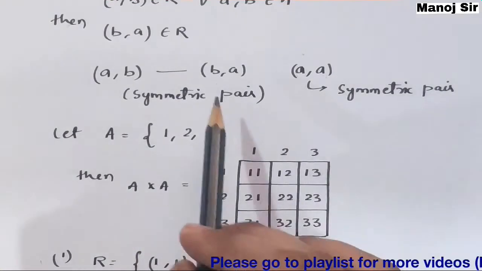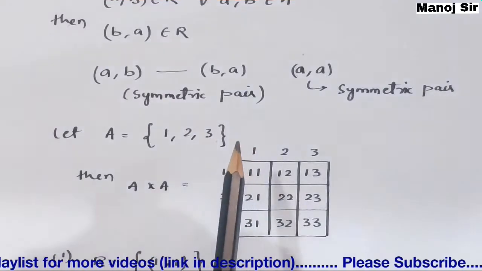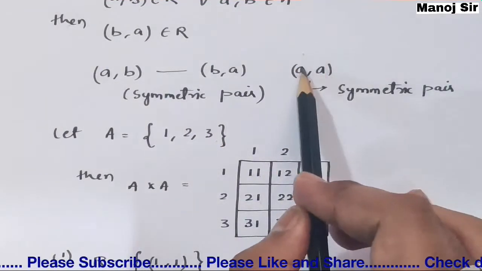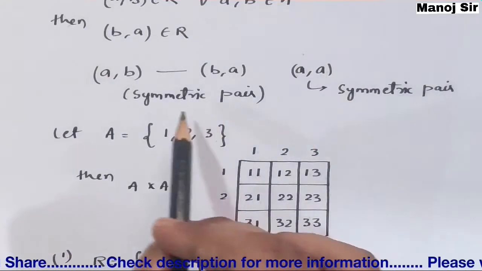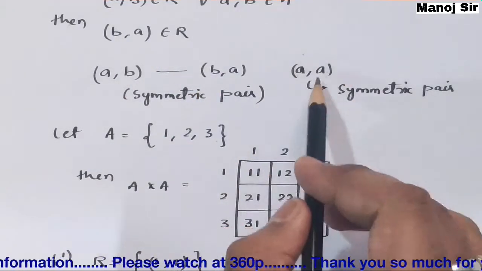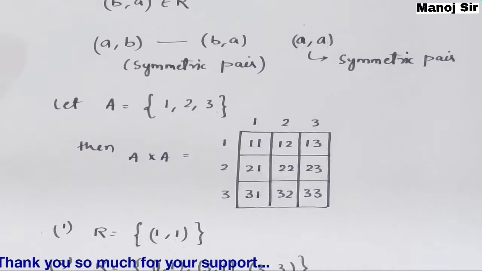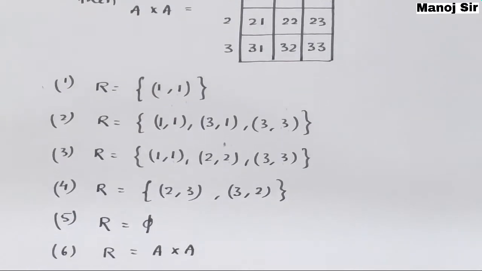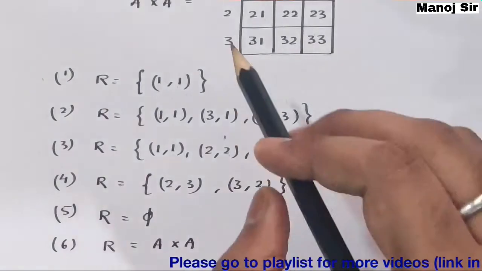These elements belong to the non-diagonal elements. If the element is diagonal, like (1,1), that is (A, A), this is also said to be its own symmetric pair. So if any relation contains the symmetric pairs of non-diagonal elements like this, or diagonal elements like this, then that relation is said to be a symmetric relation. Now let us discuss some examples so that the concept will be more clear to you.